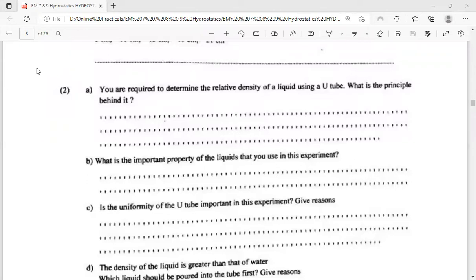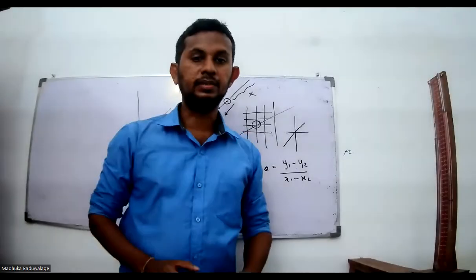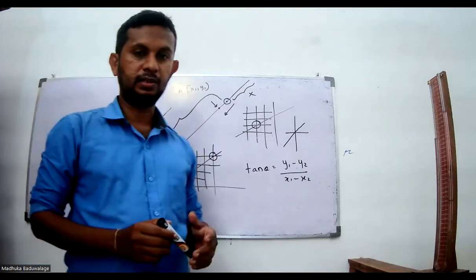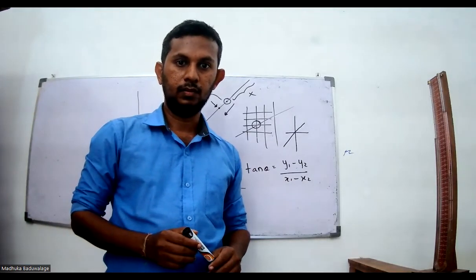Now let's go through the structured question discussion. You are required to determine the relative density of a liquid using a U-tube. What is the principle behind it? The principle behind the U-tube is the pressure law.